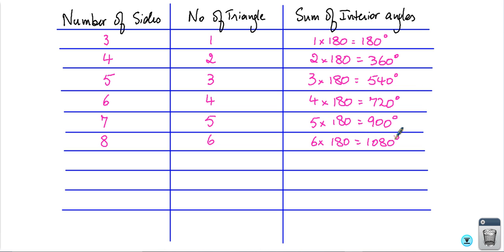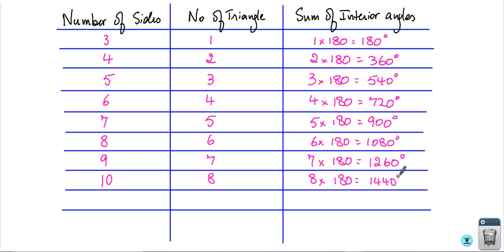I'm going to continue another 2. 9 sides, 7 triangles, so it is 7 times 180. That makes 1260 degrees. 10 sides, 8 triangles. So it's 8 times 180, 1440 degrees.